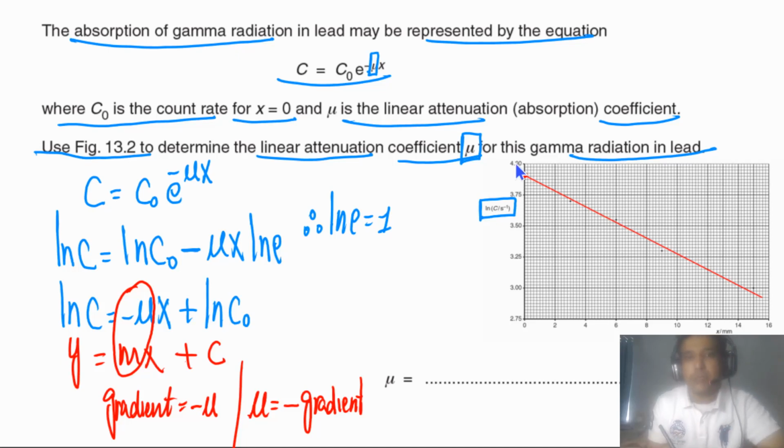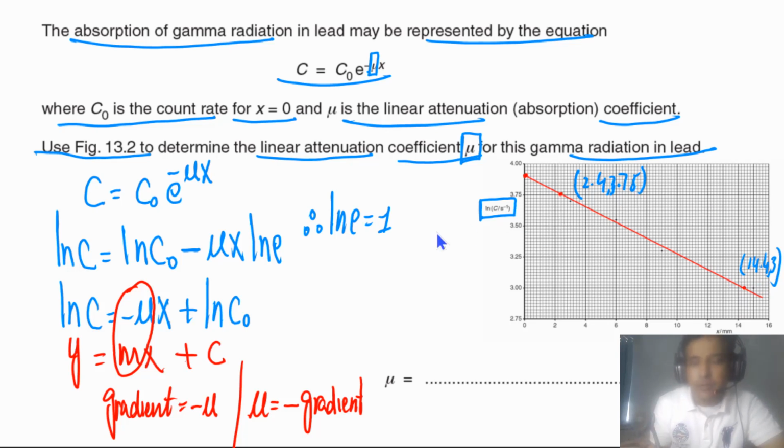Now simply we can take two points on this line. We will take one point here and another point here. Maybe these two points are very small to see, but I will write the coordinates here. The coordinates of the first point are 2.4 comma 3.75, and the coordinates of the second point are 14.4 comma 3.